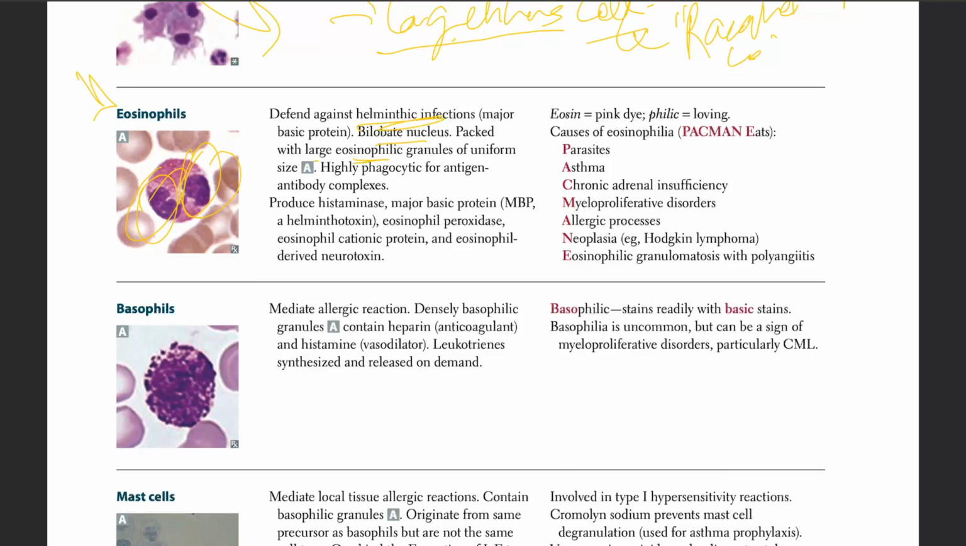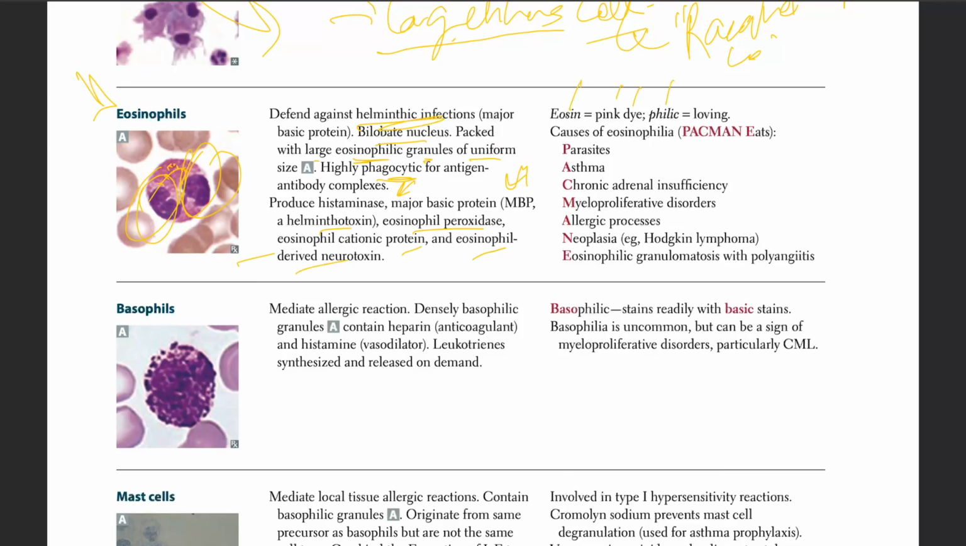Large pink granules of uniform size. These pink granules are of uniform size. Highly phagocytic for antigen-antibody complexes. They produce histamines, major basic protein, helminthotoxin, and eosinophil peroxidase, eosinophilic cationic protein, eosinophil-derived neurotoxin.